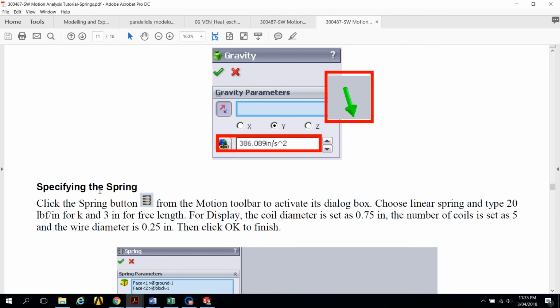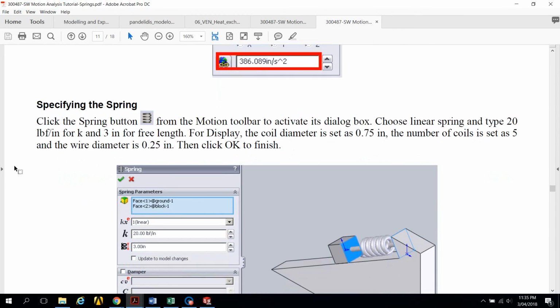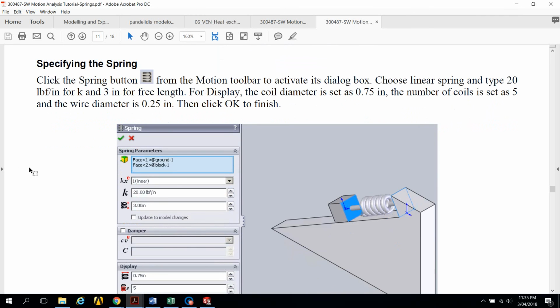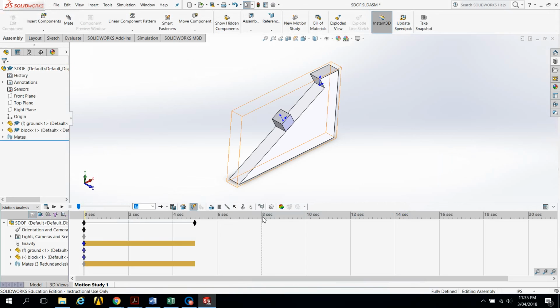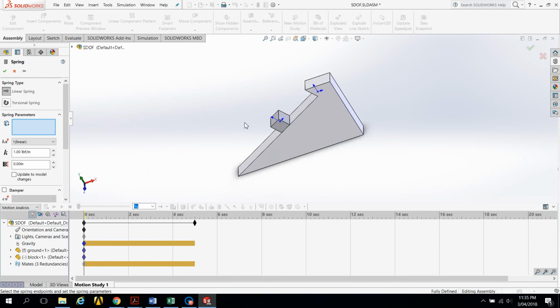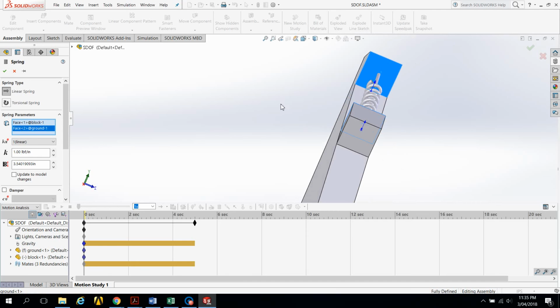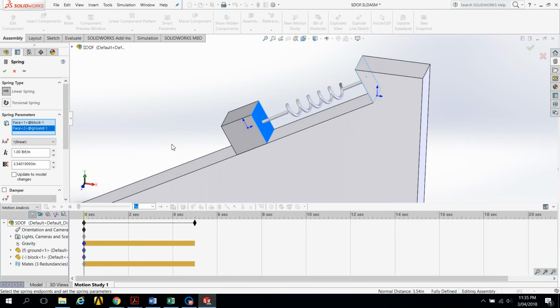Okay, we got this one, specifying the spring. Now we are going to press the button of the spring and we are going to choose between the 2 faces. If you go here, we will find the spring. We have to define the 2 faces. It's going to be face number 1 and face number 2. And we can see that the spring has been generated.